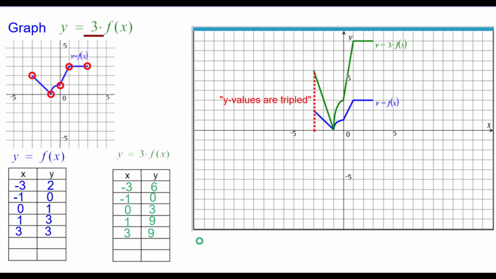Comparing that to the parent function, you'll notice from blue to green, the y values are tripled in not only these values here, but in each case, every single point. From blue to green, the y values are tripled.